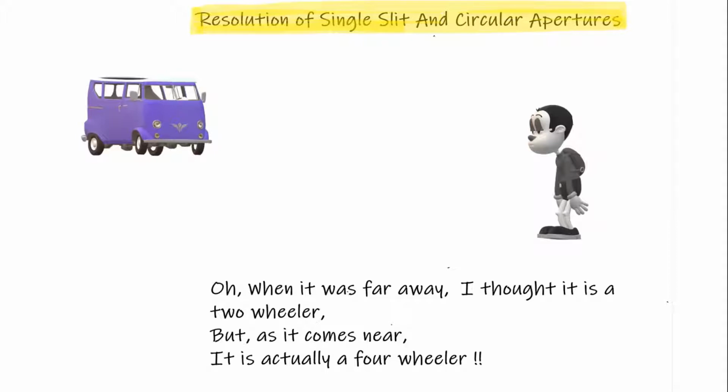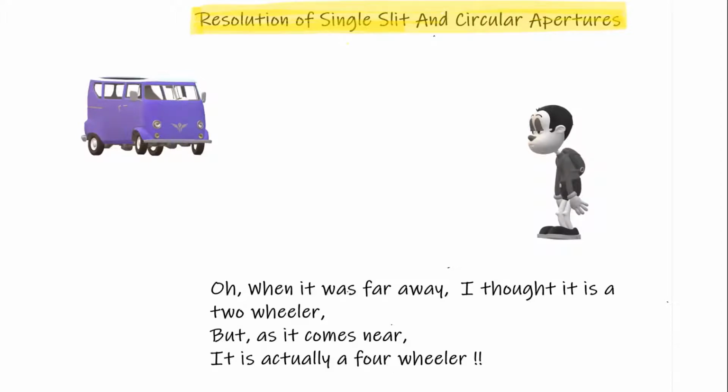The same person will be able to view the two headlights separately when the vehicle comes nearby. That means there is a minimum distance required so that the person can view the two headlights separately as distinct objects. This is the tendency to resolve the objects by the human eye. The reason being the diffraction nature of light. So in this video, we will learn how to calculate the minimum distance required of the objects so that they can be viewed as separate objects.